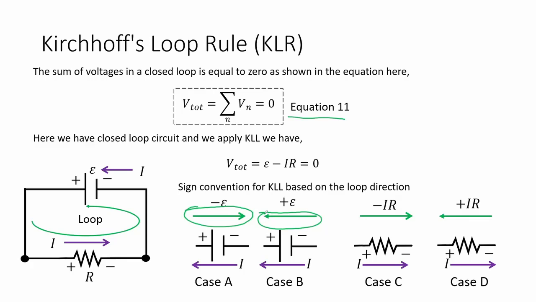For the resistors we have cases C and D. For case C, when the direction of the loop is oriented in the same direction as the current, the voltage difference of that resistor is negative. And for case D, when the direction of the loop is going in the opposite direction to the current, the voltage difference of that resistor is positive.